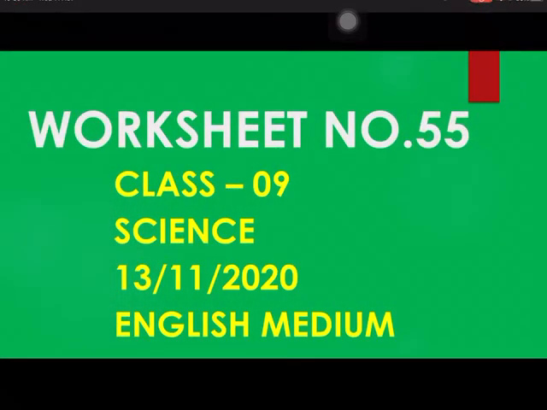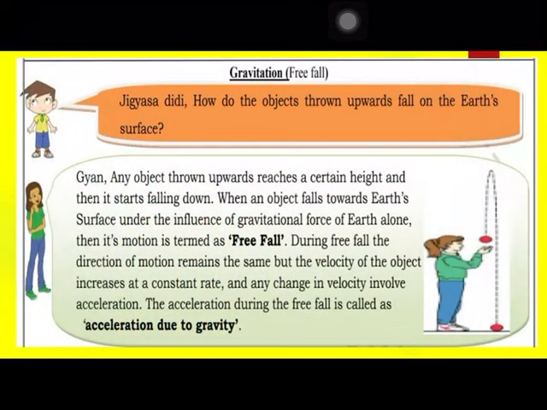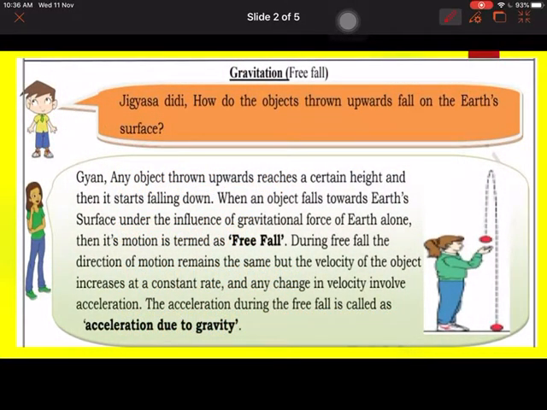Hello students, today we are going to discuss your worksheet number 55, class 9 science for the date 13th November. As you know, we were reading about gravitation, today we will read about free fall. That means anything which is falling from upwards towards the Earth is known as free fall.